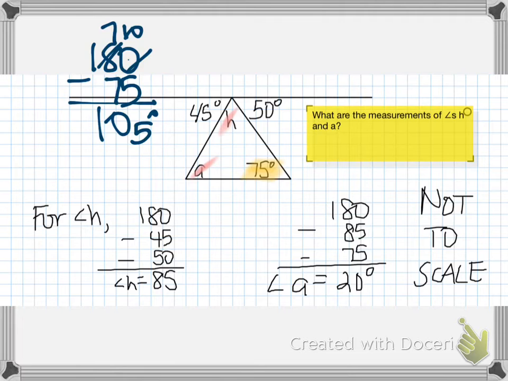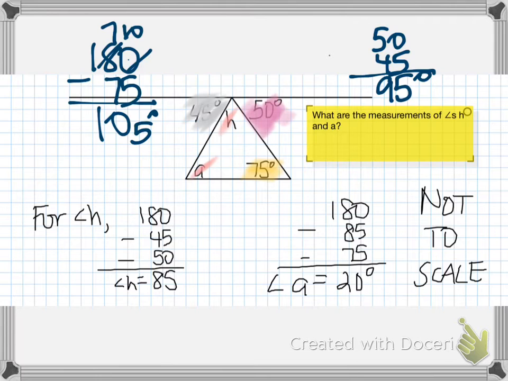But I am given some other information. Remember that a straight line measures 180. I've got 45, and I've got 50. Well, 45 plus 50 is 85. I'm sorry, I did that wrong in my head. 50 and 45 is 95 degrees. But a straight line is the difference of that. So 180 minus 95 gives me 85. So the measurement of angle H is 85 degrees.